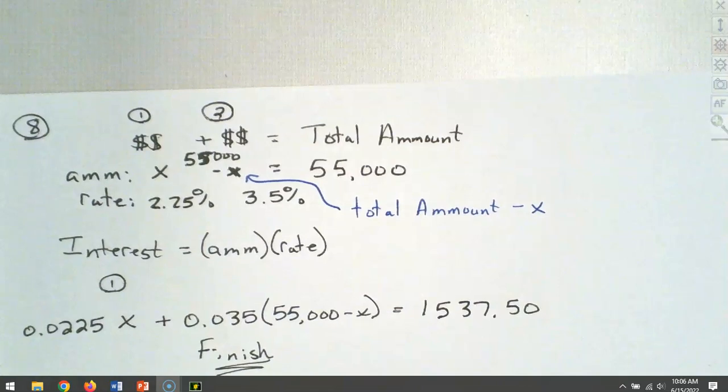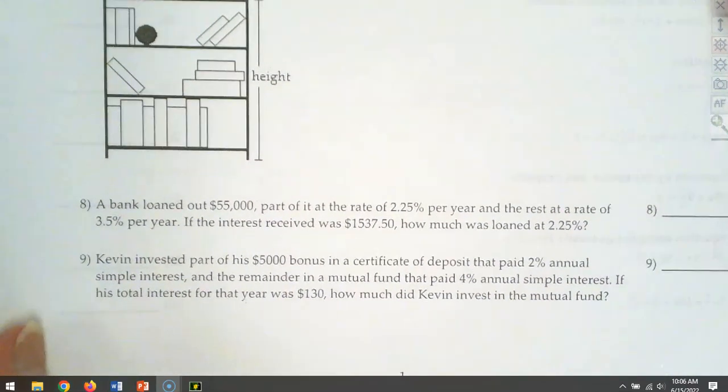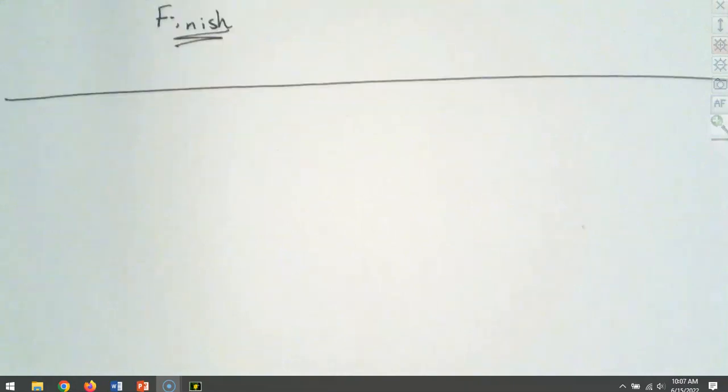Question 9. Very, very similar again. A lot of these are very repetitious. Kevin invested part of his $9,000 bonus in a CD that paid 2%. The other paid 4% in his mutual fund. And he made $130. How much did Kevin invest in the mutual fund? So, what are we going to do? We're going to look at this as an investment question.